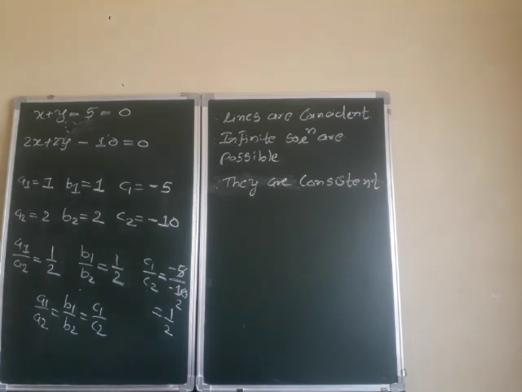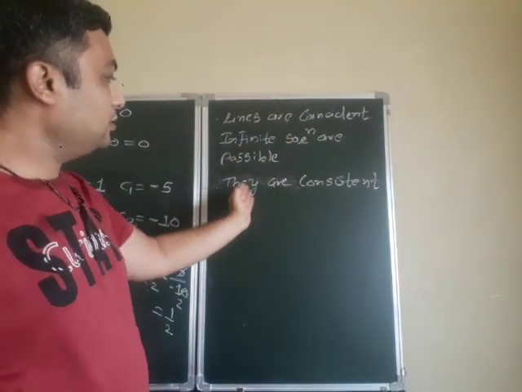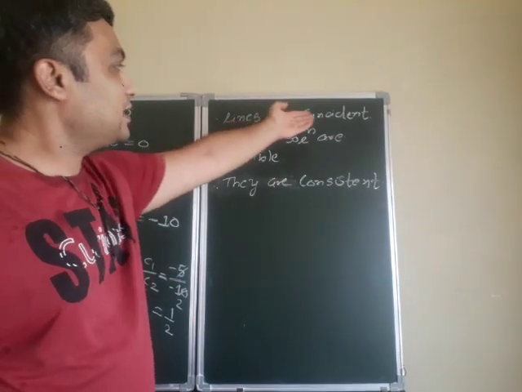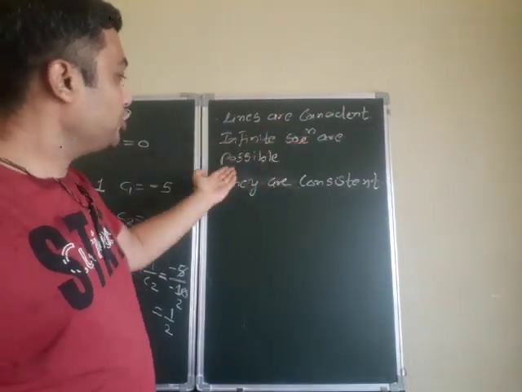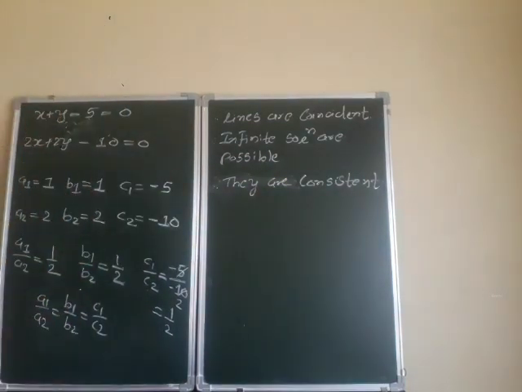Okay. So now write down same thing. Lines are coincident. Infinite solutions are possible. Fine. Sorry, lines are coincident, so infinite solutions are possible. So they are consistent. Fine. So lines are consistent. Now we have to draw it graphically.